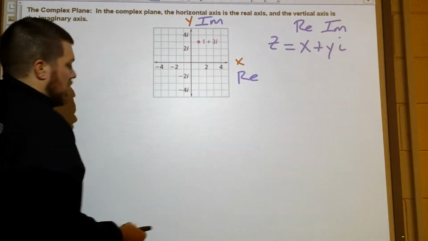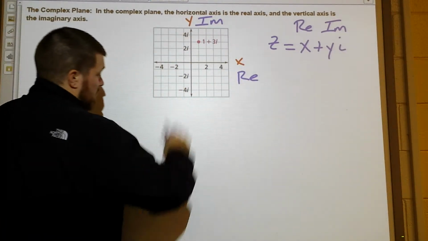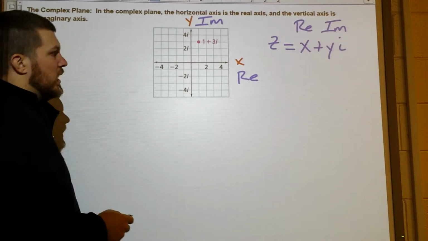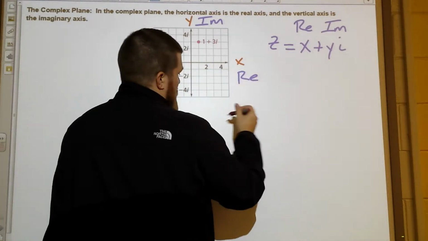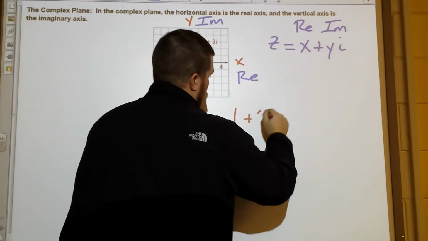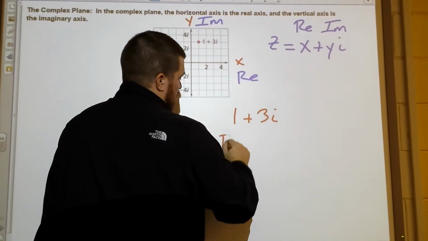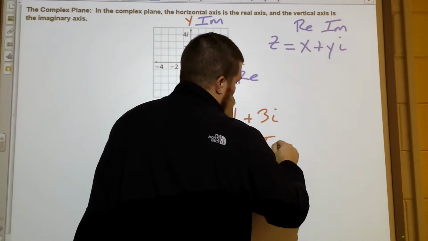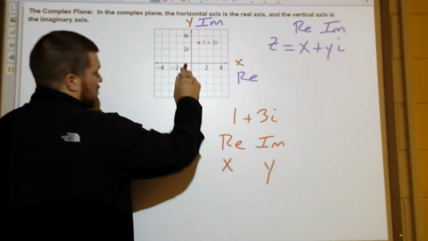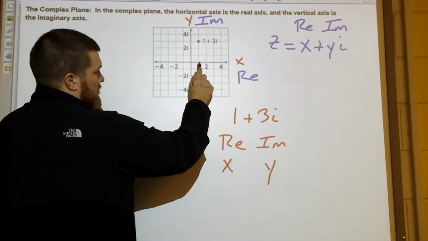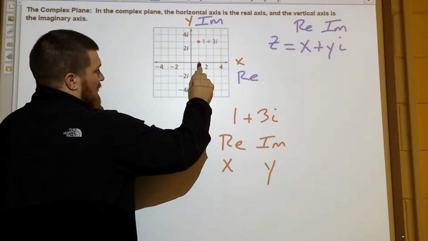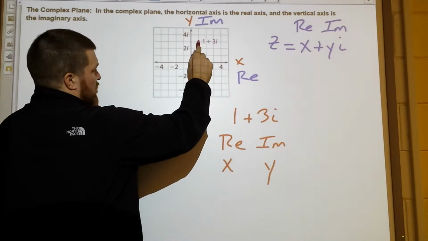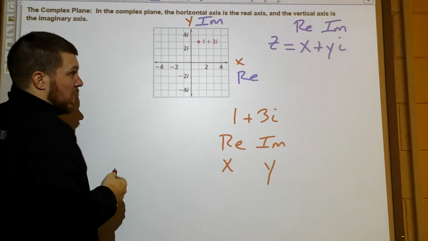For instance, take the complex number 1 plus 3i. 1 is the real part, which is my x, and 3 is the imaginary part, which is my y. So I go in the x direction, 1 unit right, and in the y direction, 3 units up, because it's positive.